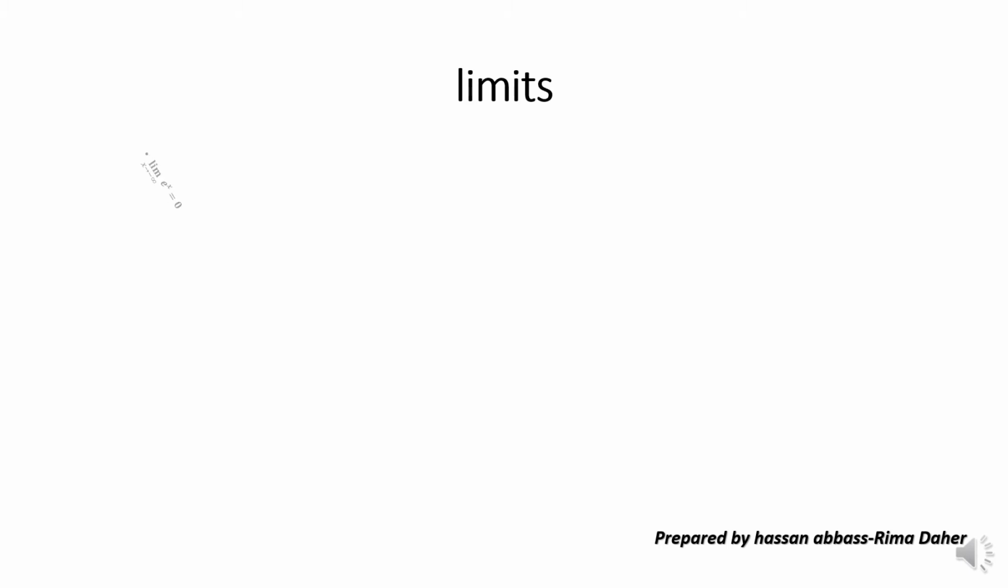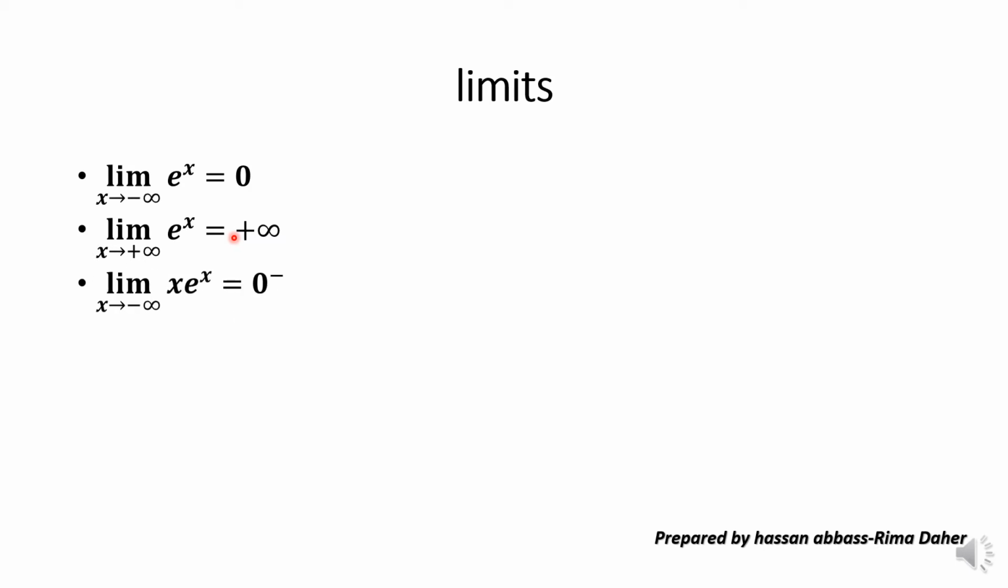Limits. The limit where x tends to minus infinity of exponential x is equal to 0, and the limit where x tends to plus infinity of exponential x equals plus infinity. Limit where x tends to minus infinity of x exponential x equals 0 minus.